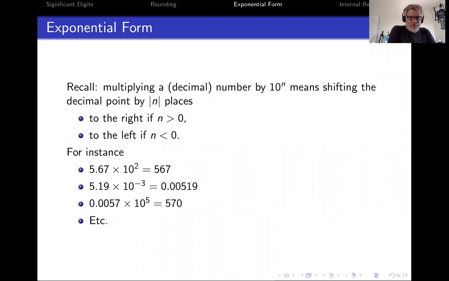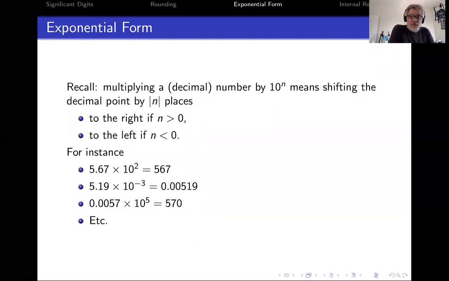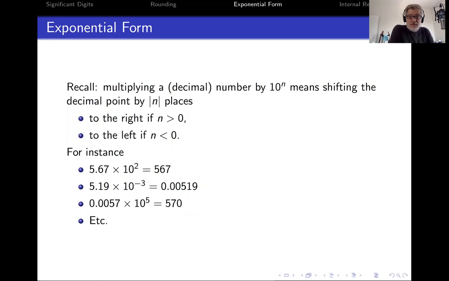So let's just review a few basic things in decimal. The basic principles in binary will be the same, okay? So if you have a number written in decimal and you multiply it by 10 to the power n, that means you're going to shift the decimal point. If it's a positive exponent, you shift the decimal point to the right by that many places. And if it's negative, then you shift the point to the left by that many places.